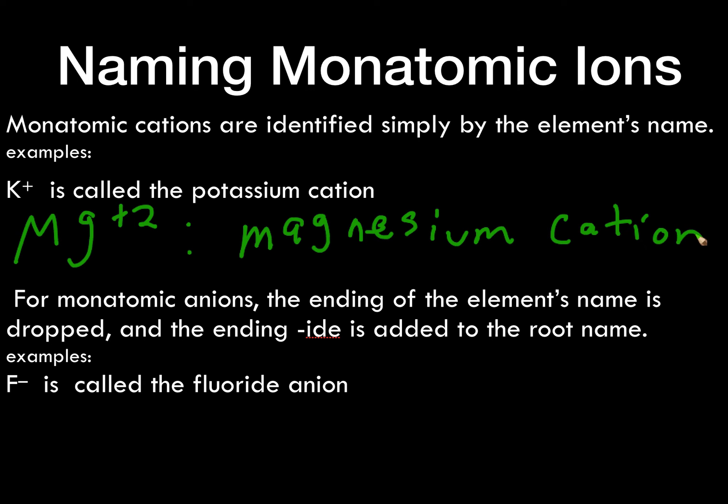Now the anions get a little trickier. For monatomic anions, the ending of the element's name is dropped and the ending IDE is added to the root name. This is very important when we start naming and writing formulas. So for example, F minus, instead of the fluorine anion, it's called the fluoride anion. Another example, say we had N minus 3. It's not going to be the nitrogen anion, it's going to be the nitride anion.